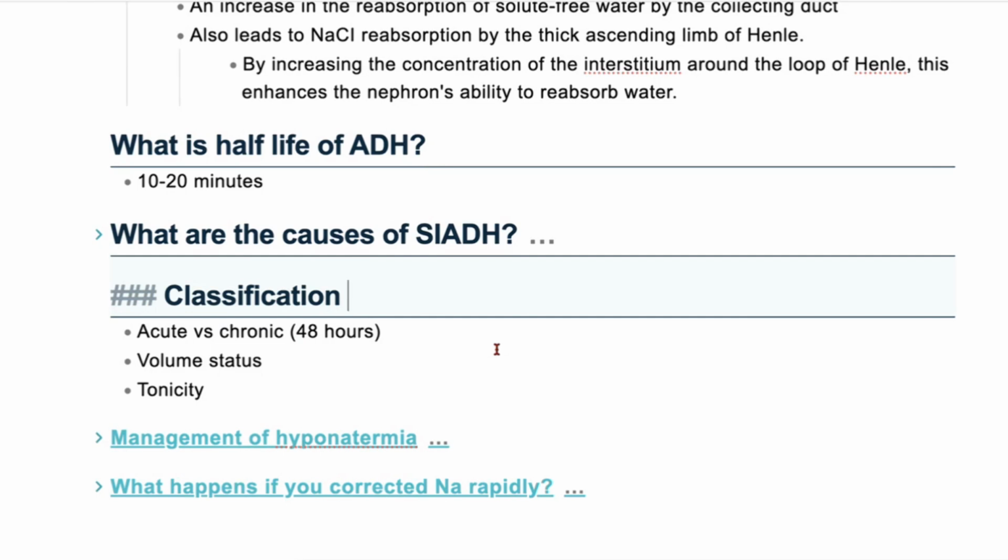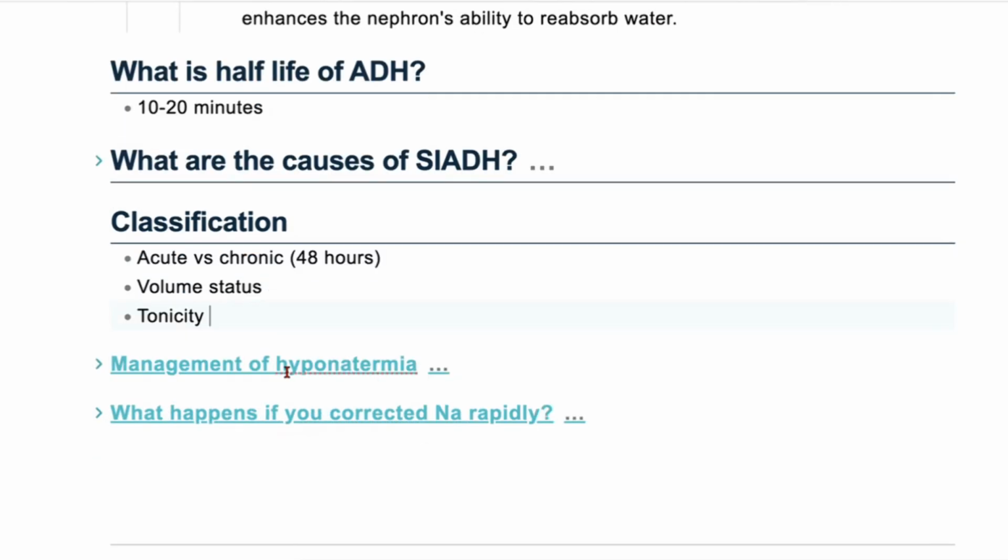But if you have a patient who's been chronically hyponatremic and not particularly symptomatic for a longer time, more than 48 hours, this is chronic hyponatremia. Volume status is hypovolemic, hypervolemic, and euvolemic, and tonicity is hypertonic, isotonic, and hypotonic, right?